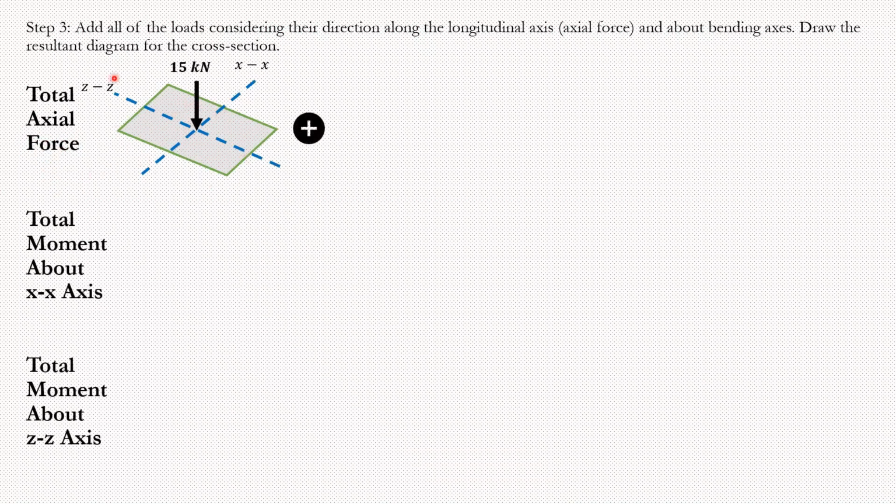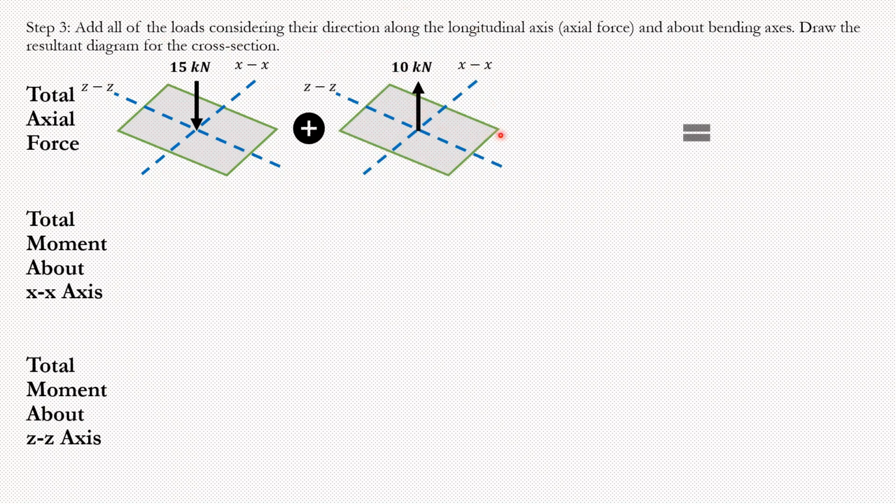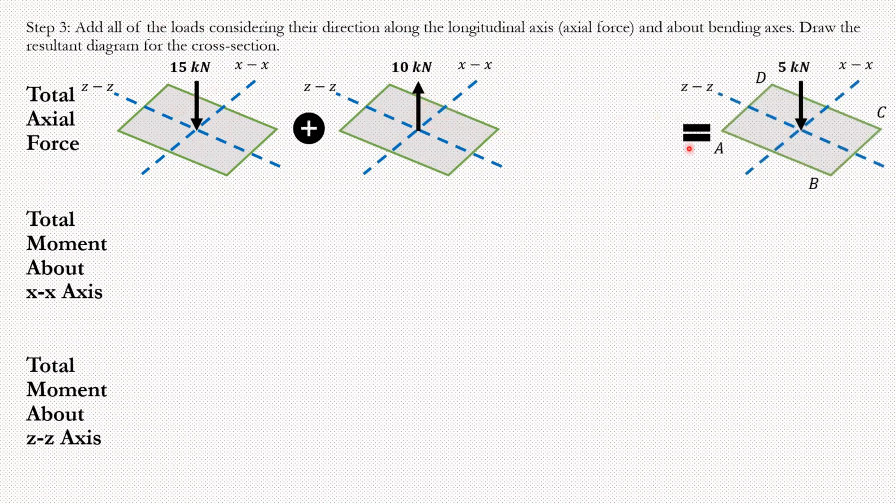And in this case, from the first case, you had 15 kilonewton compression. From the second case, you have 10 kilonewton of tension, kind of pulling it. Third and fourth case, we didn't have anything, so that's that. And so we can just add them together, 15 down, 10 up, so that's just 5 down, right? So 5 down, that is my axial force. The kind of superposition of the axial forces that I had.